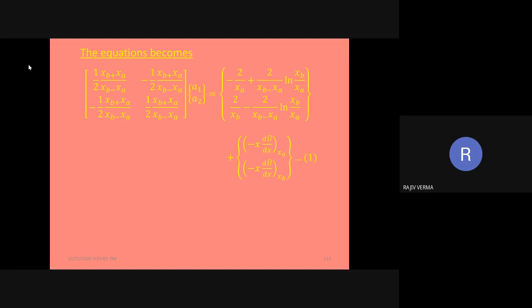Now, with the help of this, the stiffness equations for the linear elements are going to be represented by equation number one. And obviously, there are two unknowns, A1 and A2, which happen to be the nodal values of the parameter. Since there are two unknowns, we have two equations. We are going to require two linear simultaneous equations for finding the values of A1 and A2.